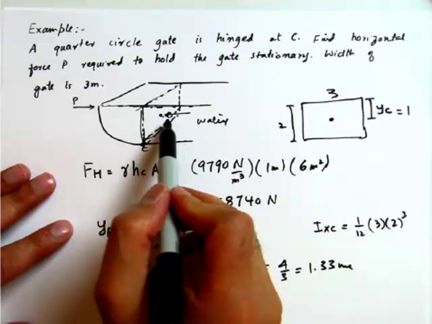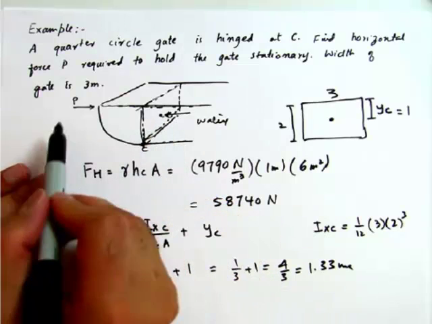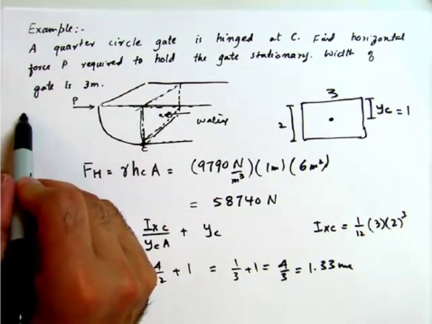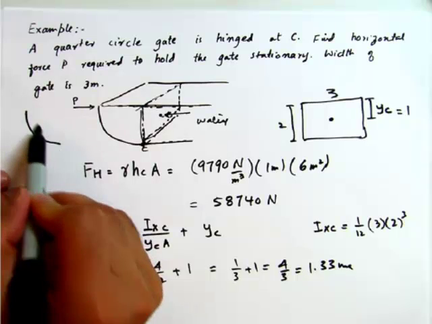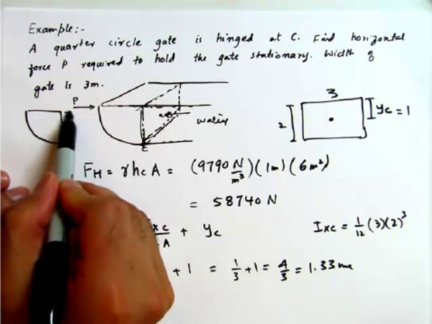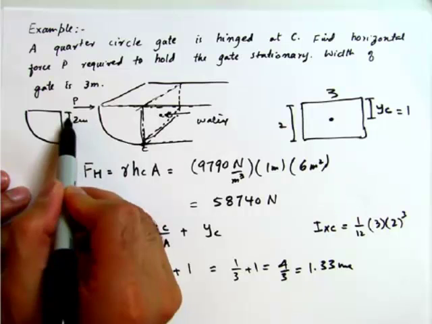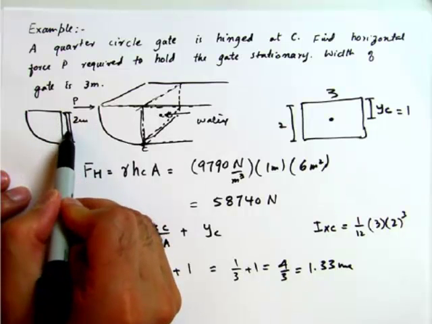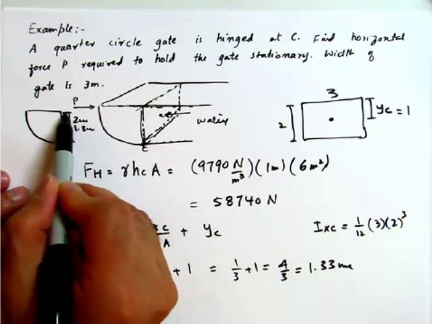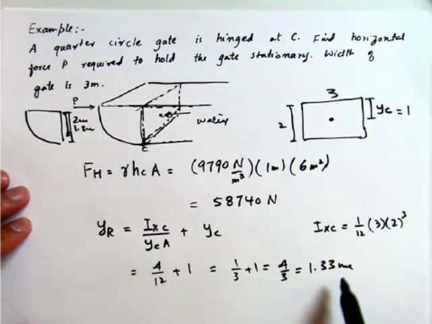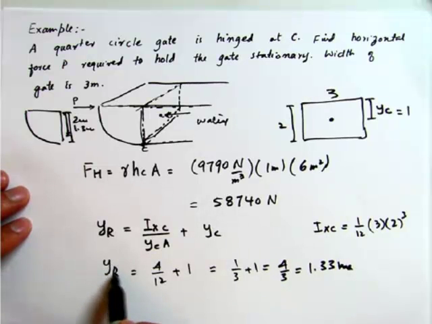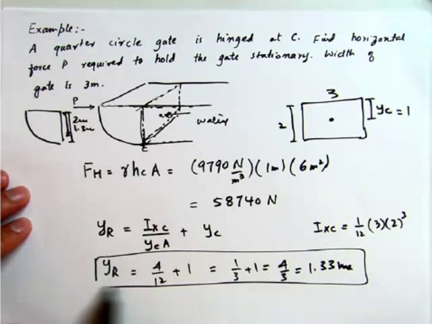So the force will be acting, if I take it out like this, and this is 2 meters, so the force will be acting at a distance of 1.33 meters from the top. That's what this quantity represents, 1.33 meters from the top. So that's where the horizontal force is acting.